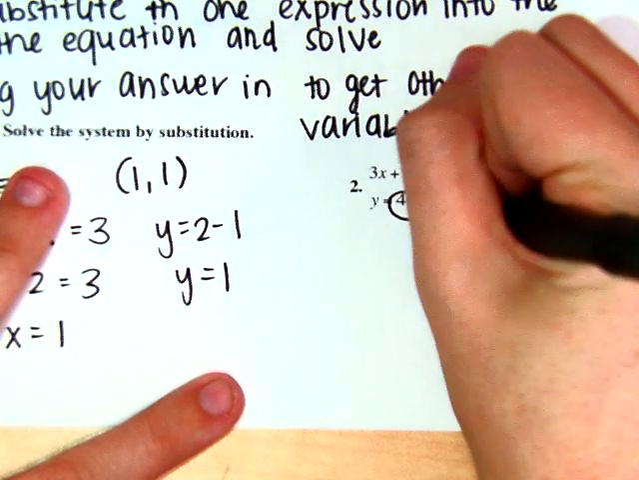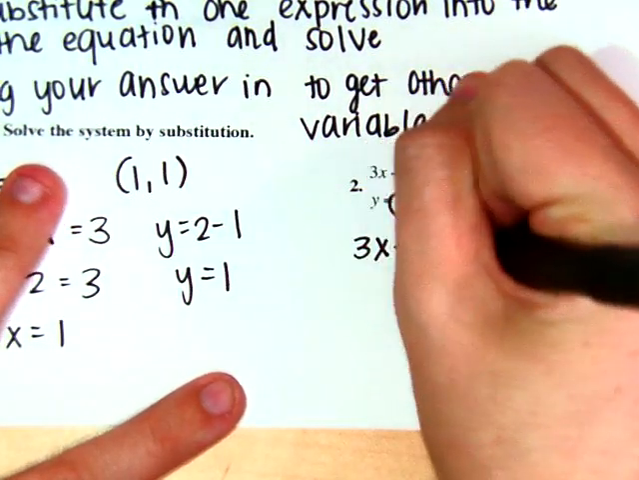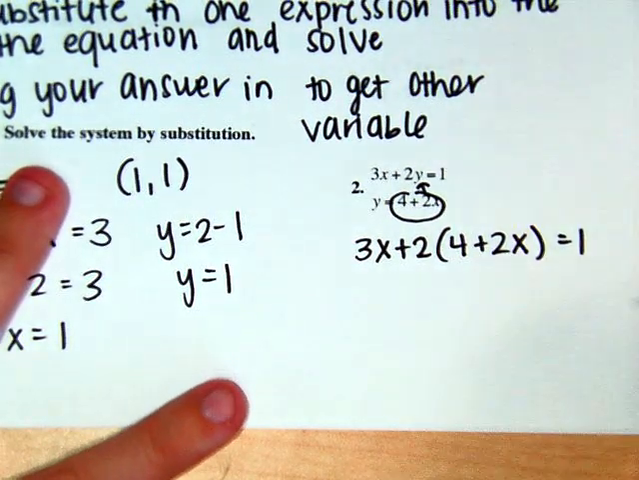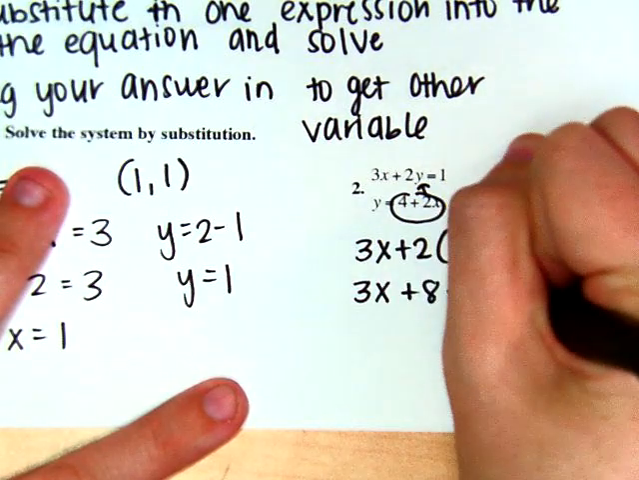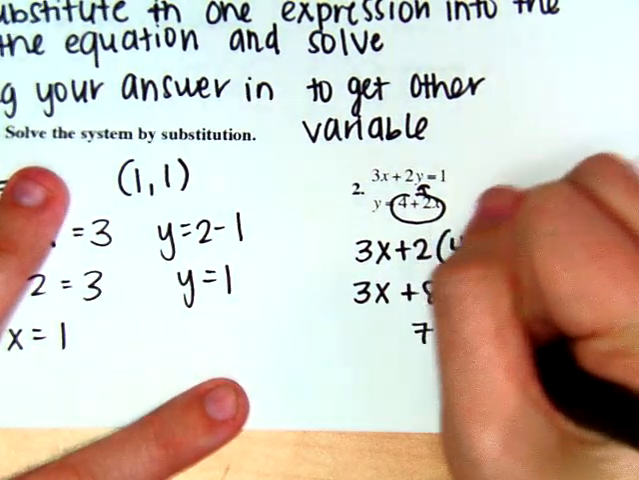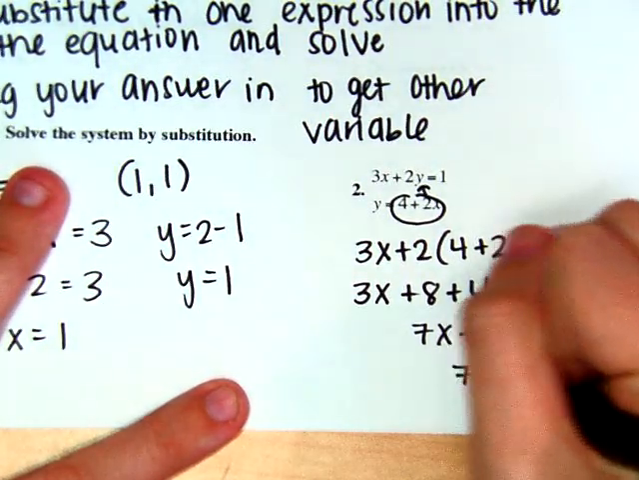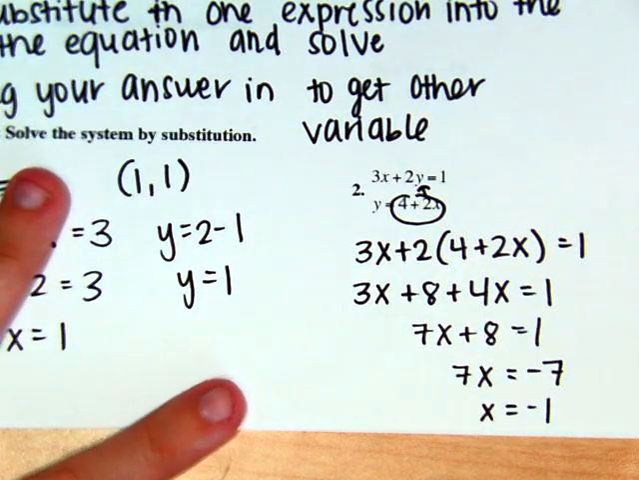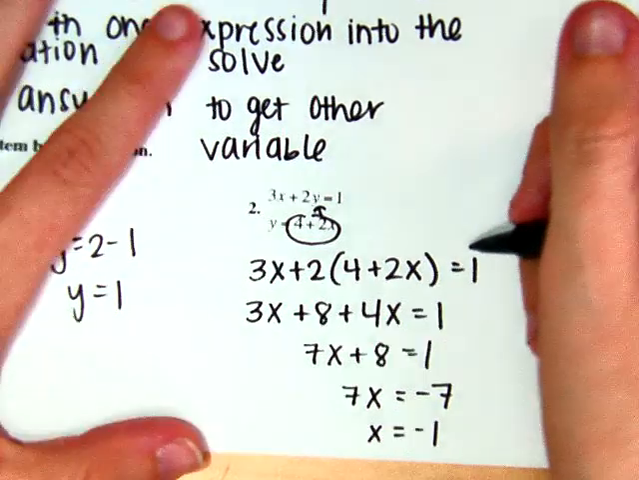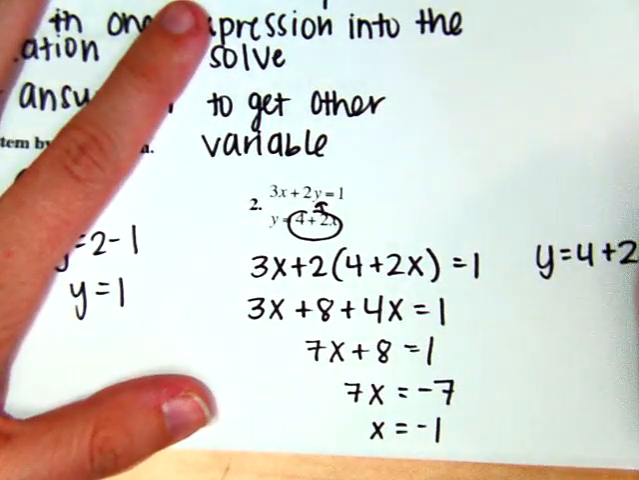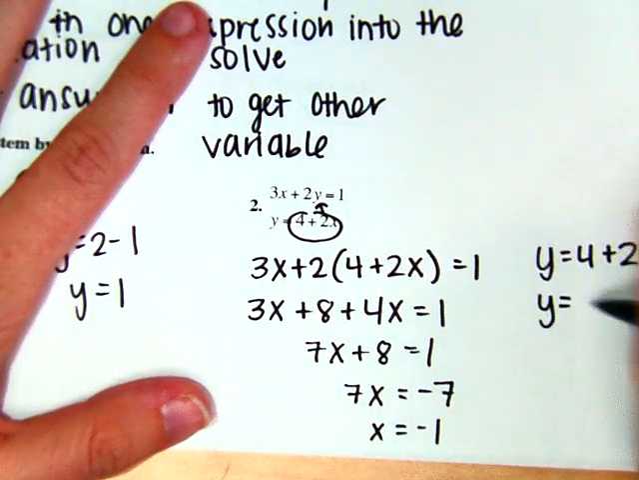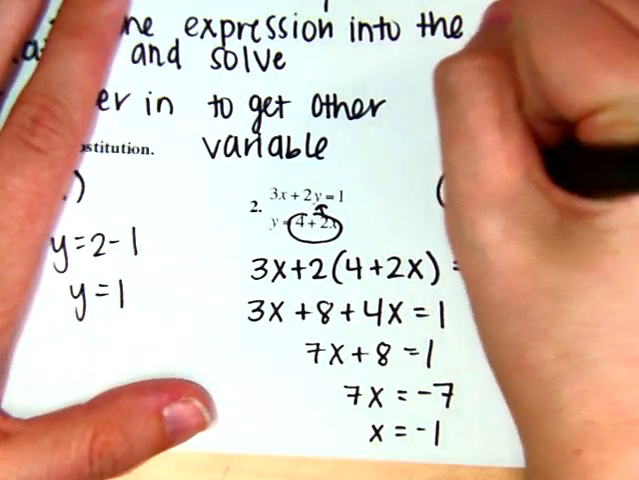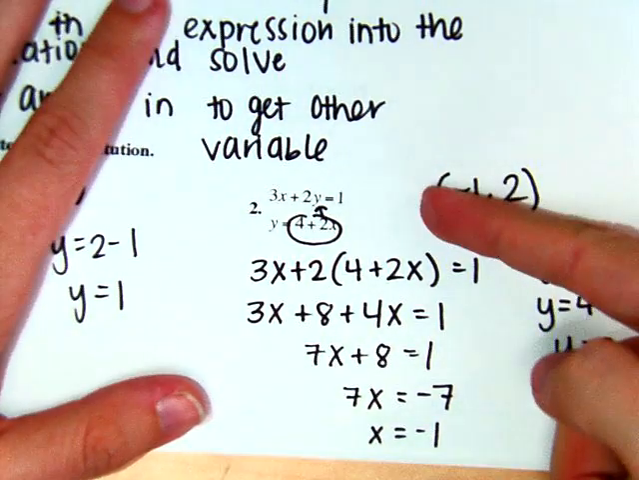Second one, I got y again, so I'm going to plug that in for y. So I got 3x plus 2 equals 4 plus 2x, equals 1. And there we go, I went and solved. I got x equals negative 1. So now I'm going to plug it back in. Let's do it into the other equation. So y equals 4 plus 2 times negative 1. So y equals 4 minus 2, y equals 2. So my solution for this one is negative 1, 2, my x and my y value.